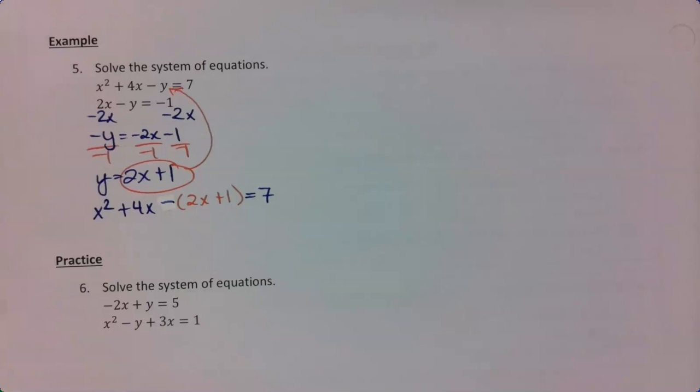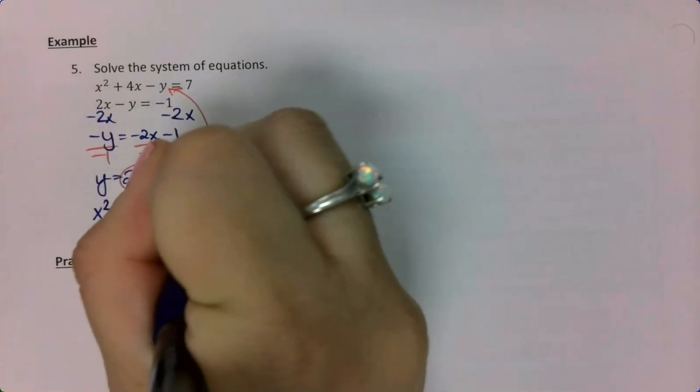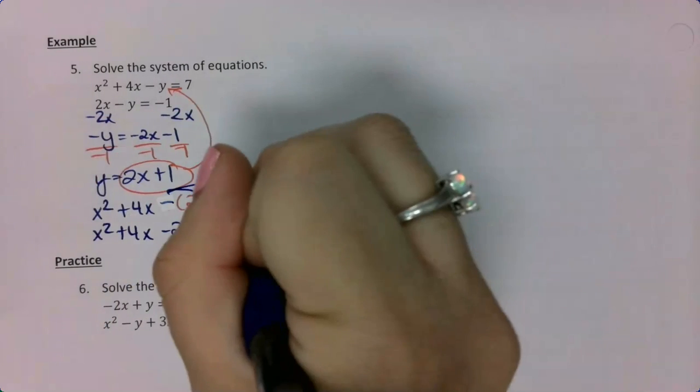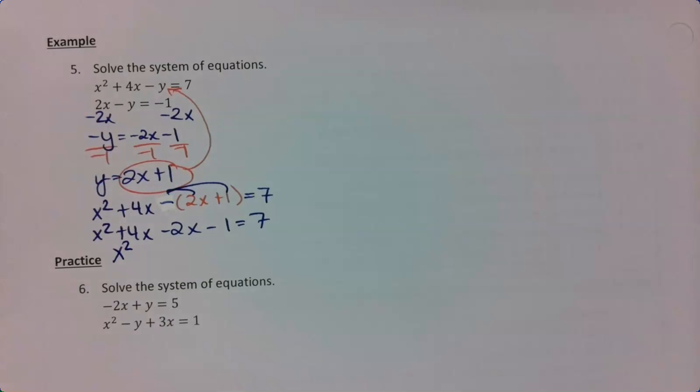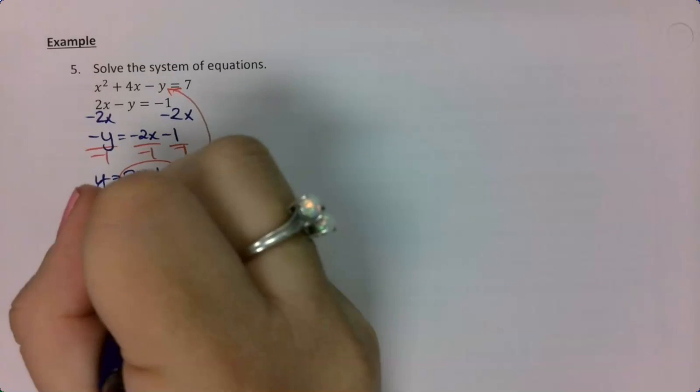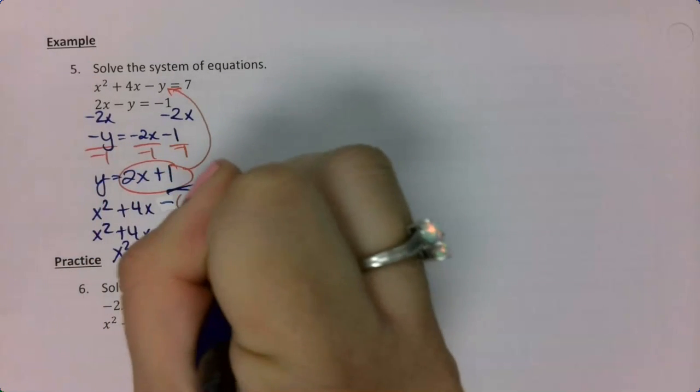Okay, then what do I want to do? So it's going to give me negative 2x minus 1. Then what do I want to do? So I'm going to have x squared plus 2x minus 1 equals 7.